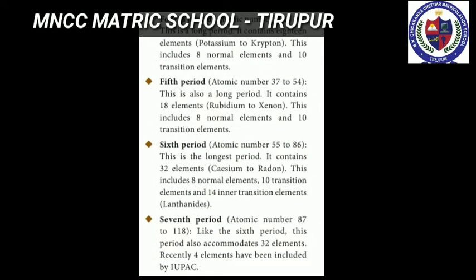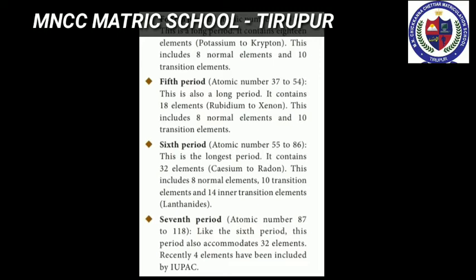Next we move to the fourth period. This is a long period. It contains 18 elements, for example potassium to krypton, atomic numbers 19 to 36. This includes 8 normal elements and 10 transition elements. Next, the fifth period. This is also a long period. It contains 18 elements too, for example rubidium to xenon. This includes 8 normal elements and 10 transition elements.